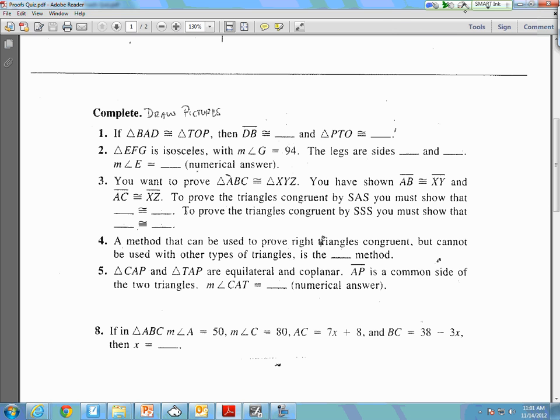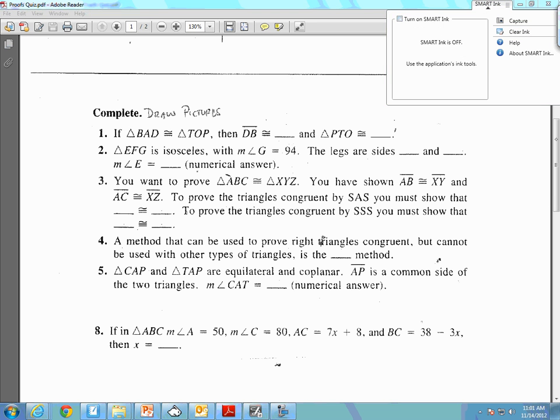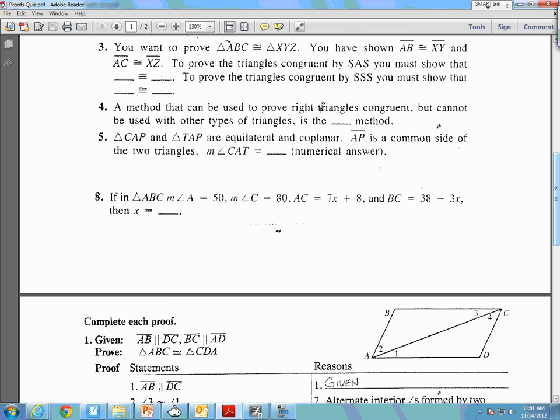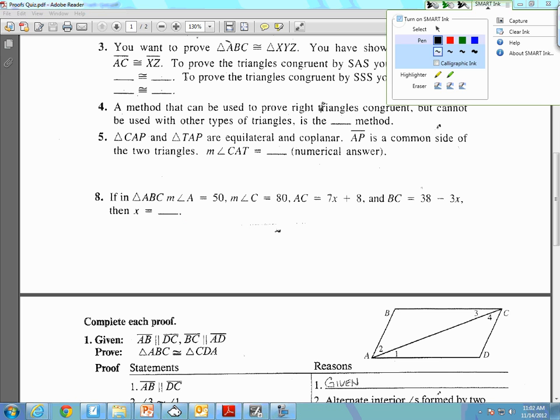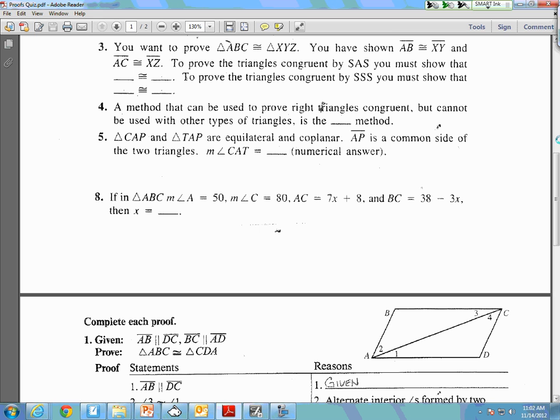Number 5 says CAP and TAP are equilateral and coplanar. AP is a common side of both triangles. So AP is in both triangles. So I'm going to draw a triangle CAP. Any triangle you want. I'll go ahead and do this work down here. There we go. I'm going to take CAP.